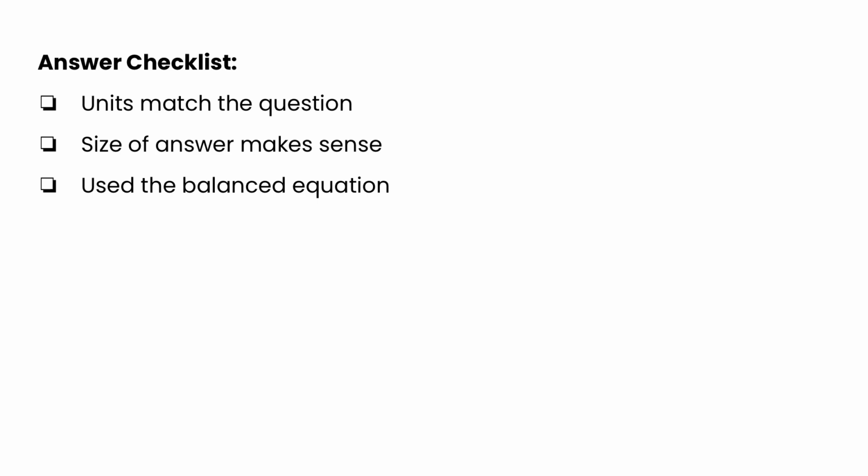And something you want to check is, for example, if you start with a small amount of a reactant and then you end up with a huge mess of product, that's giving you an indication that something could have gone wrong. If your final units don't match the question, then again, something has gone wrong. So you do want to make sure that you're going through a checklist and just ask yourself, do the units match the question? Does the size of the answer make sense? And finally, did I use a balanced chemical equation?